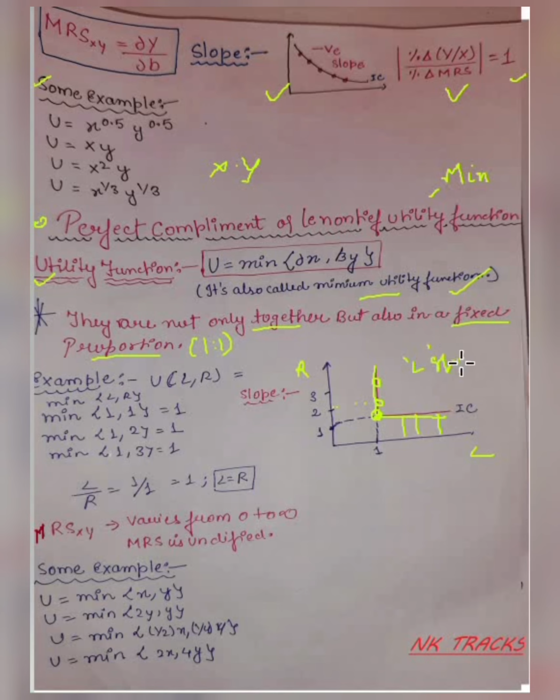Okay, the IC is in L shape. So the left shoe is equal to the right shoe. If you calculate, 1:1 is equal to L by R. So what will be the marginal rate of substitution in perfect complement?